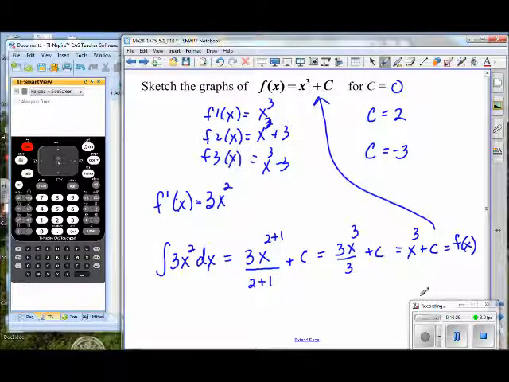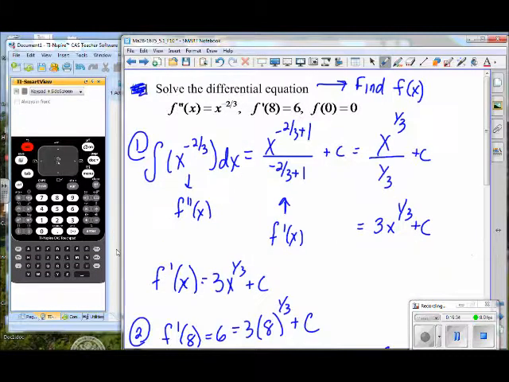Okay, let's look at the next one. This next problem we did in class, and I just want to point out, go back and look at it. When it says solve the differential equation, we're asked to find the function that has, in this case, the second derivative as x to the negative 2/3 power. In order to find the function, remember the second derivative is the derivative of the first derivative, and the first derivative, of course, is the derivative of the function. So we've got to do this a couple of times.